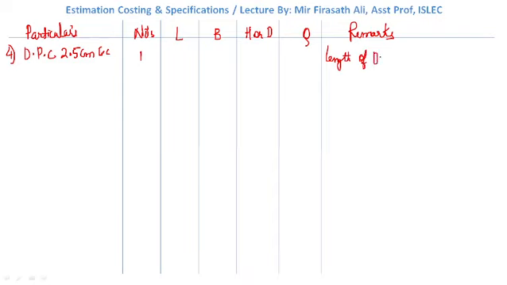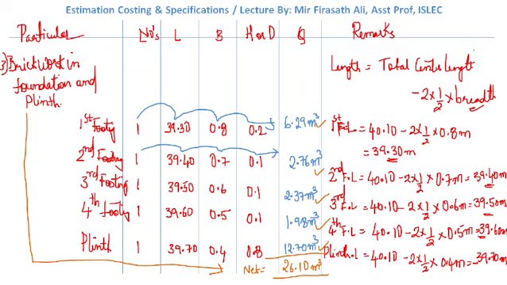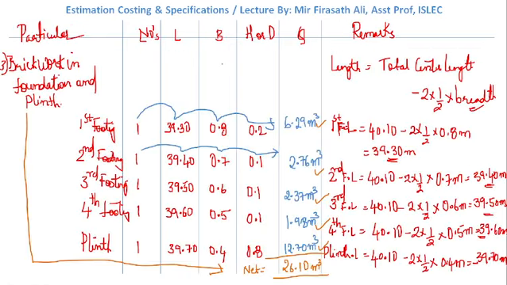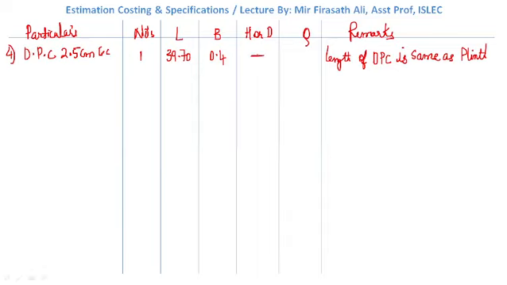Length of DPC is same as plinth. What was the length of plinth? 39.70. So, write it down over here. 39.70. Breadth is also same. How much? 0.4. As this thickness is already given to us, 2.5 centimeter thick, we will leave this. What will we do? We will multiply these three quantities.